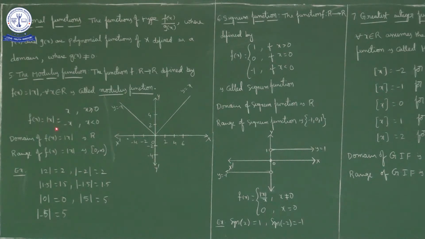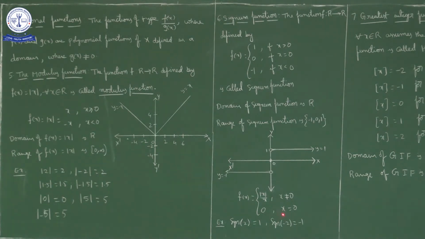Like we have f of x equal to mod x. Signum function f of x is equal to mod x by x for x not equal to 0, and 0 for x equal to 0. Now mod x by x, again what you can write for the x positive and x negative cases, no?